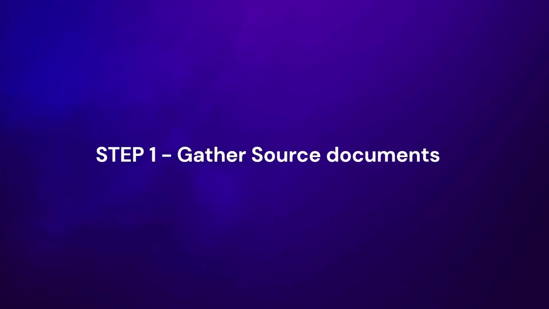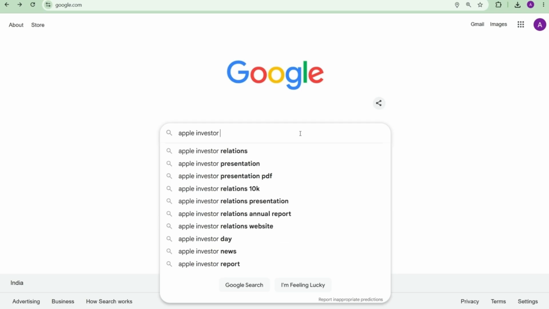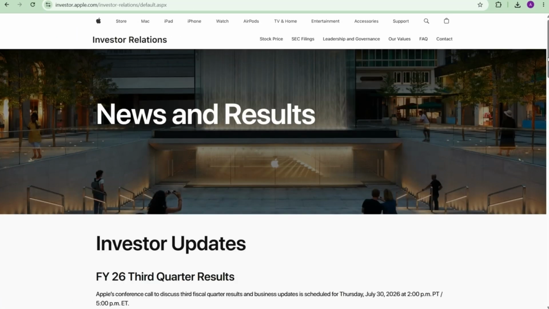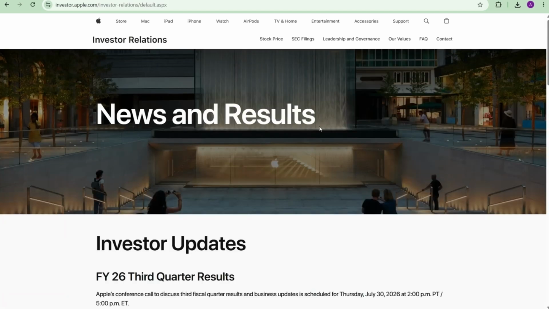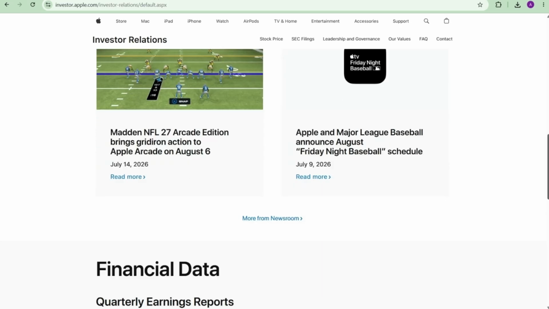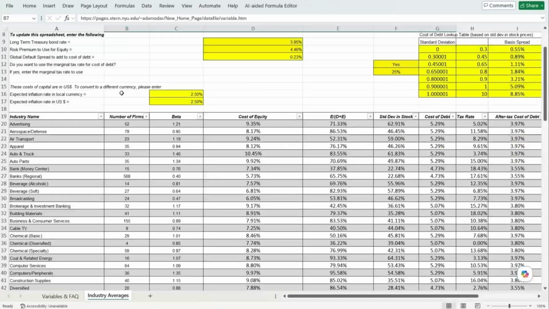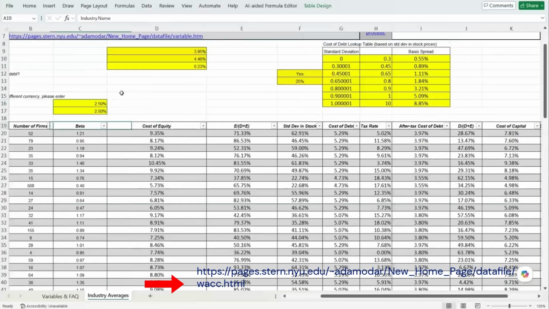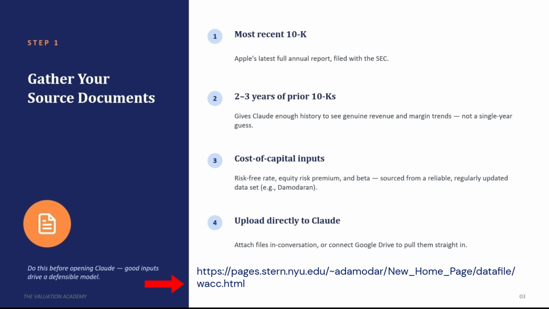Step 1 happens before you even open Claude. Gather your source documents. For Apple, you have to go to Investor Relations and download the last 2 to 3 years of 10Ks or annual reports so that Claude can see the revenue and margin trends. We also need a source for risk-free rate, equity risk premium, and beta. I'll use Professor Damodaran's published datasets, updated periodically. The link to the file is provided in the description.